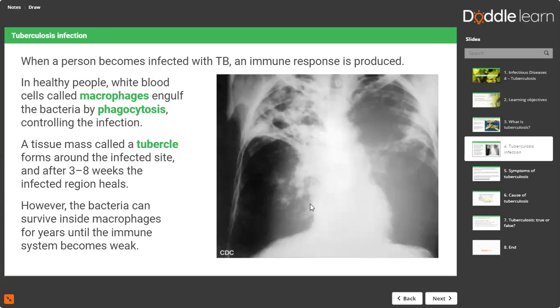However, the bacteria can survive inside macrophages for years until the immune system becomes weak, and this is a massive issue with TB. Macrophages engulf the bacteria by phagocytosis and control the infection, but we're not able to actually rid it fully of the TB bacterium. They can survive inside the macrophages for quite a long time until the immune system becomes weak. It sort of stays hidden for a while. And the second that the immune system becomes weak, the whole infection rises again, and it has a second wind, again, very similar to the process of HIV and AIDS.